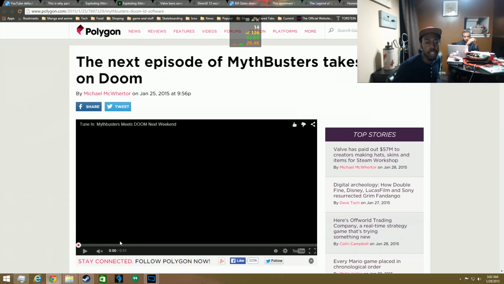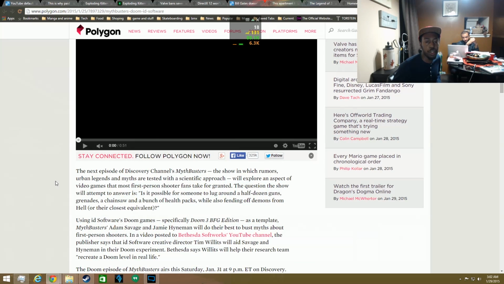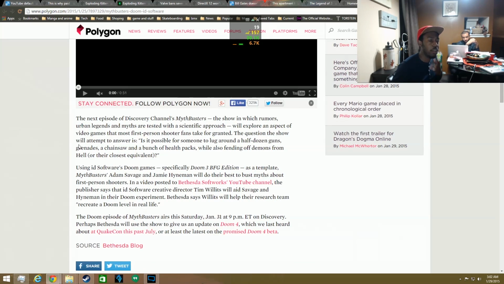I don't know exactly what it is, but they definitely want to see how the plasma rifle's going to work, just to see if it's possible. That would be awesome. Their question is: is it possible for someone to lug around half a dozen guns, grenades, a chainsaw, a bunch of health packs, and also fend off demons from hell, or their closest equivalent? So they're gonna do all this.